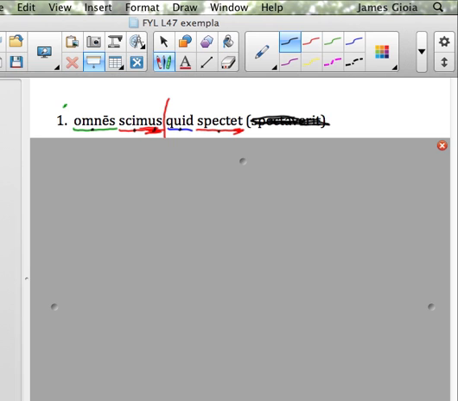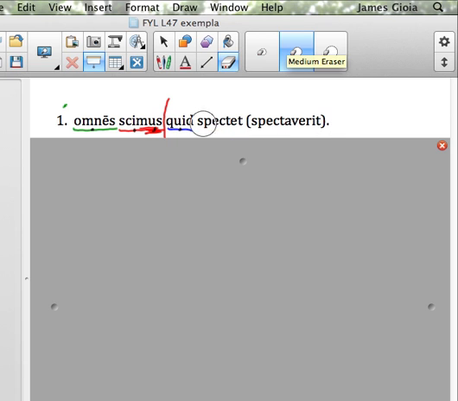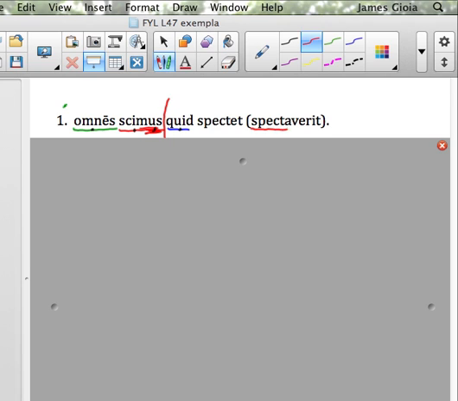All right, that's easy enough. I could have done that without any introduction. Well, let's consider if instead of spectat, we had spectaverit. Now let's ignore the spectat, pretend it's not even there. All right, now it would be we all know what, and now instead of a present subjunctive, we have spectaverit.